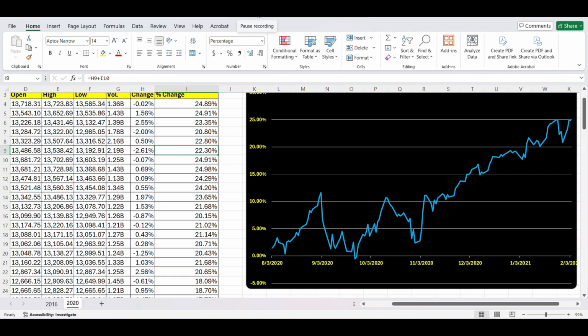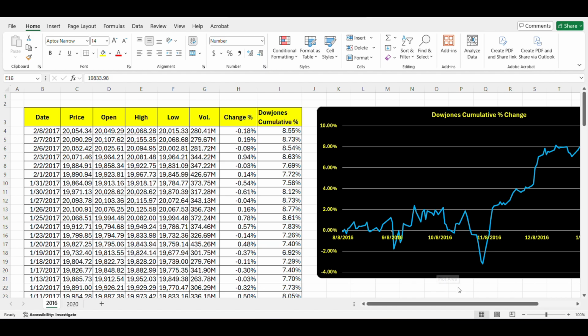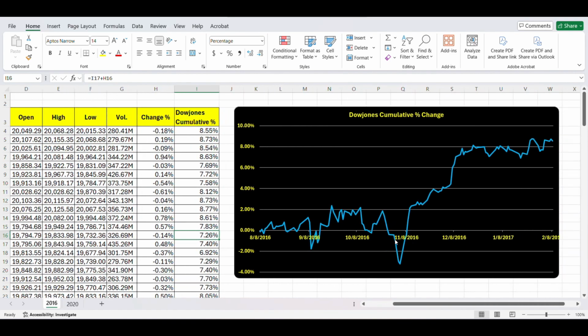Now let's take a look at Dow Jones. For Dow Jones, I also used the same date range, and I did this analysis for prior to elections. For 2016, you see that the market has been under pressure before elections. The elections happened on November 8th, 2016. So lots of volatility. But after the elections, you see the market has gone up. It's about 8.5 or 9% from August 8, 2016 through February 8, 2017.